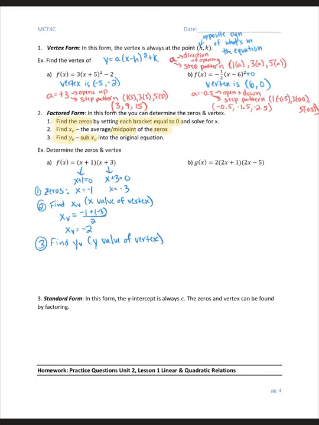So we will sub that x equals negative 2 back into our equation. So we would say f of negative 2 equals negative 2 plus 1 times negative 2 plus 3. Negative 2 plus 1 is a negative 1, and a negative 2 plus 3 is a positive 1. So negative 1 times 1 is negative 1. So therefore, the vertex is (negative 2, negative 1).